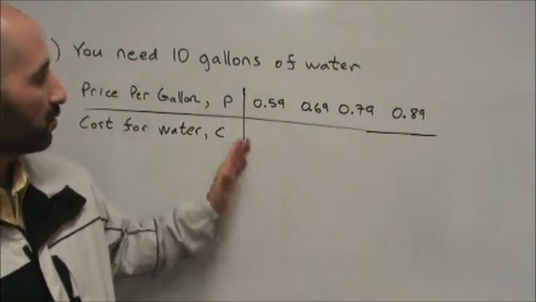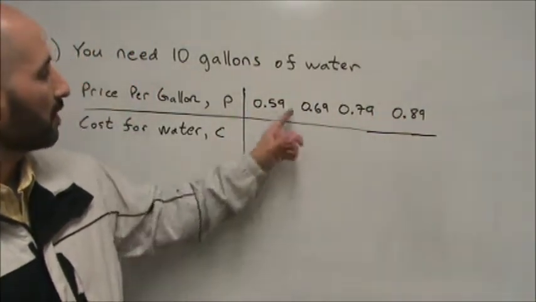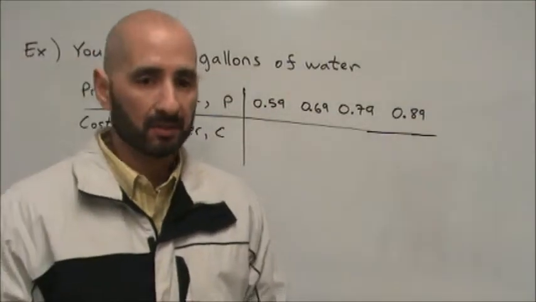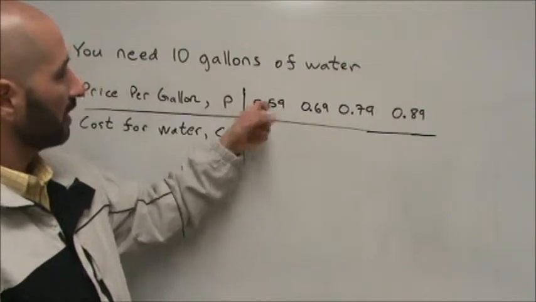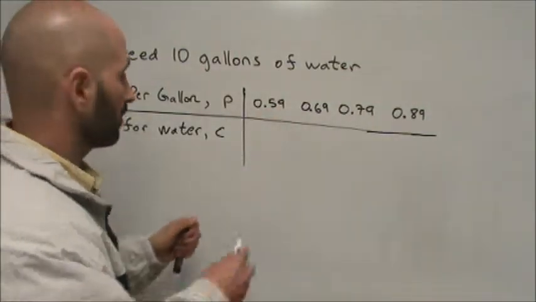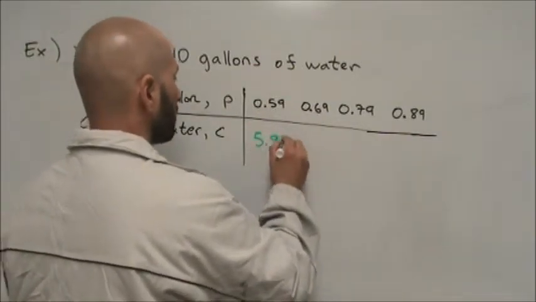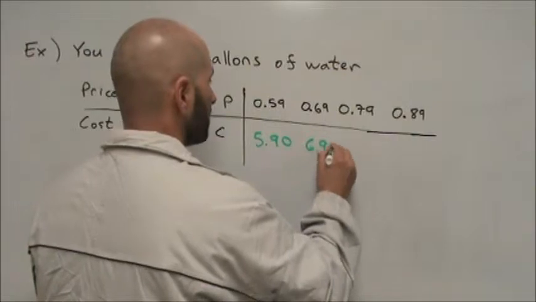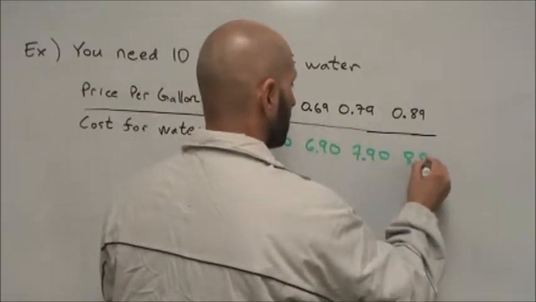So the idea here is, what are the associated costs for these price per gallon amounts for 10 gallons? Hopefully you're in agreement that to find your cost for 10 gallons at that per gallon price, you multiply by 10. So each of these can be found pretty simply here. So this would be $5.90. That would be $6.90, that would be $7.90, and $8.90.